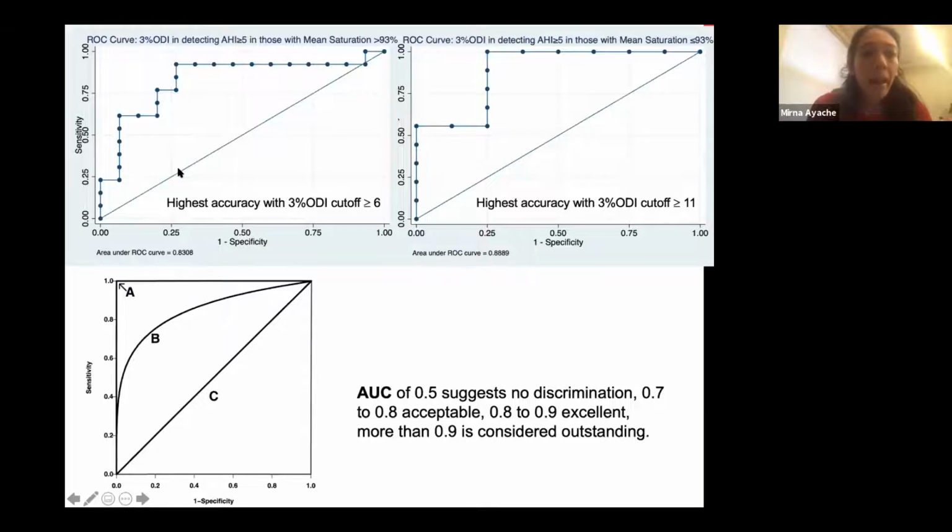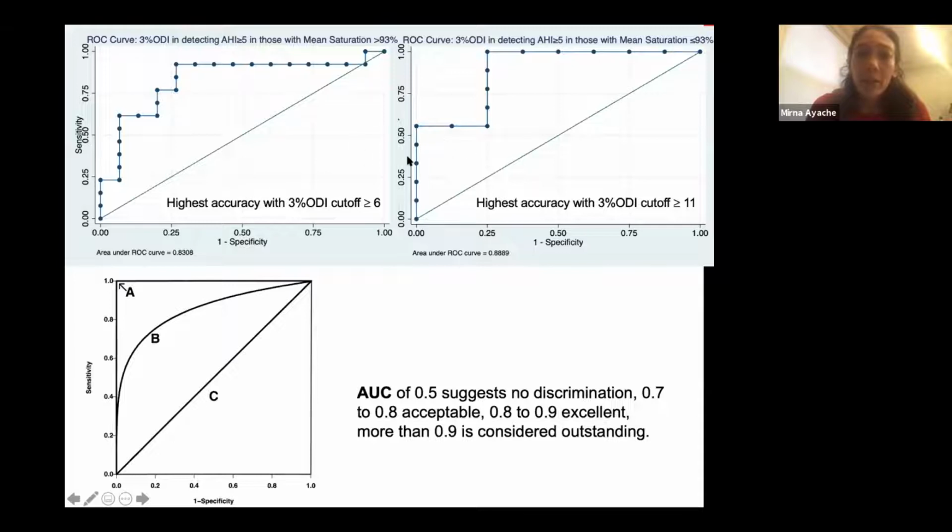And so when we looked at the ROC curve in this small sample, it was a relatively good curve. The area under the curve was 0.8. So in general, 0.5 is when it's really useless. 0.7 to 0.8 is acceptable. 0.8 to 0.9 is excellent. And more than 0.9 is really outstanding.